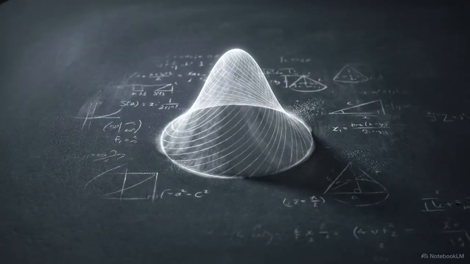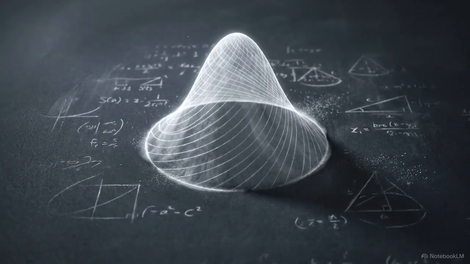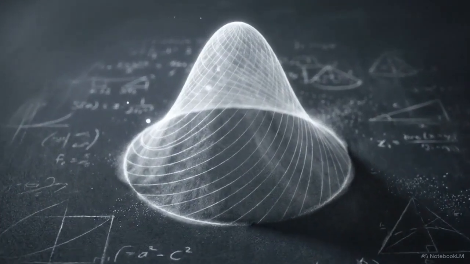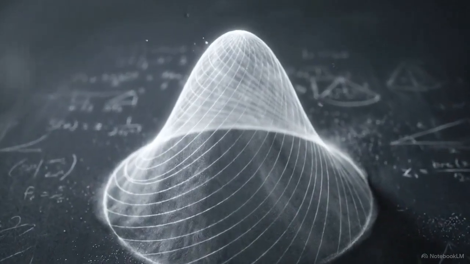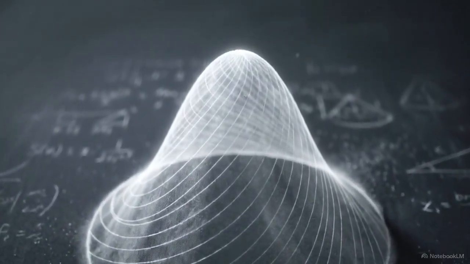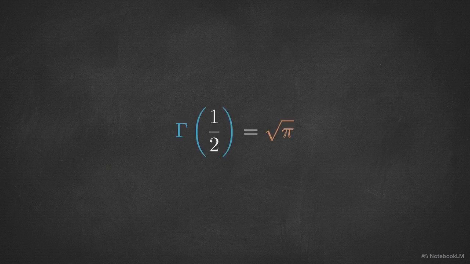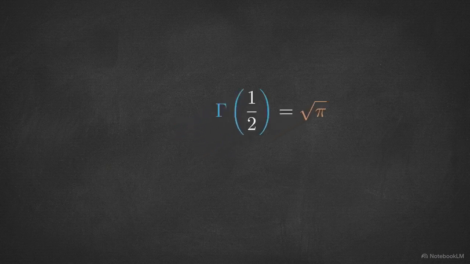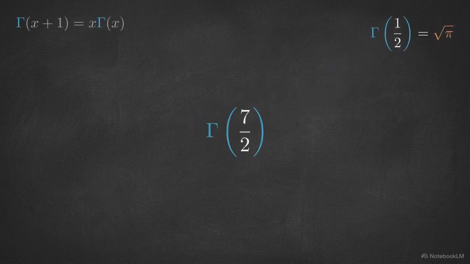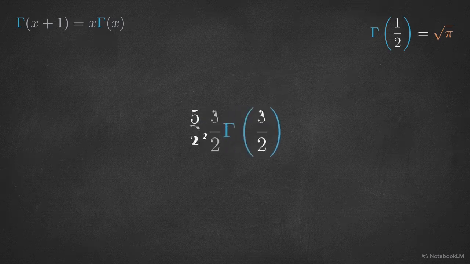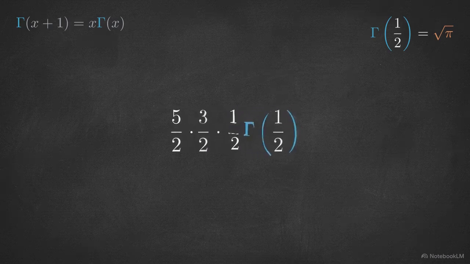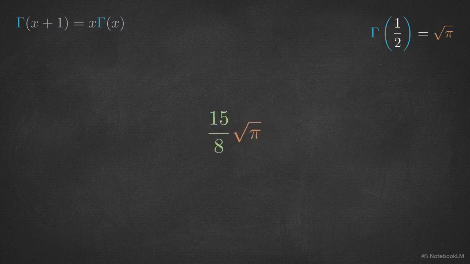We can solve this geometrically. If we rotate this curve around its center, we create a three-dimensional volume that can be calculated using polar coordinates. Because the solution involves circular rotation, the constant pi naturally appears in the calculation. The final result is that gamma of 1/2 is equal to the square root of pi. We can now use this to solve larger fractions. For example, gamma of 7/2 cascades down into 15/8 times the square root of pi.